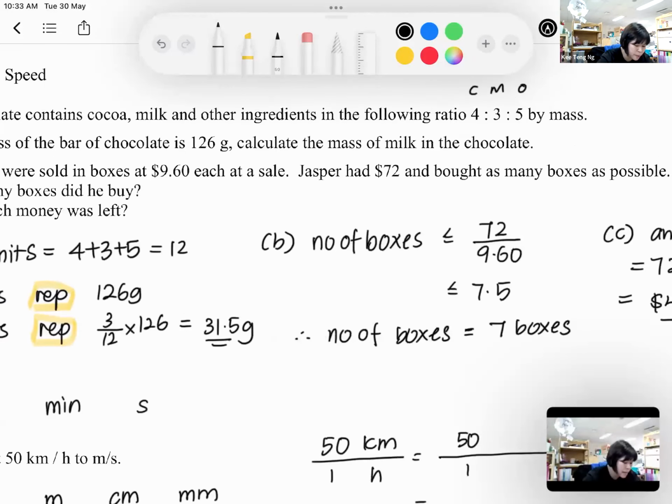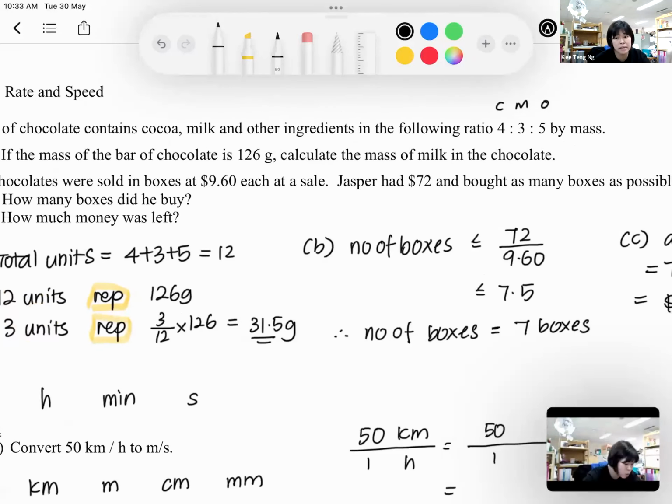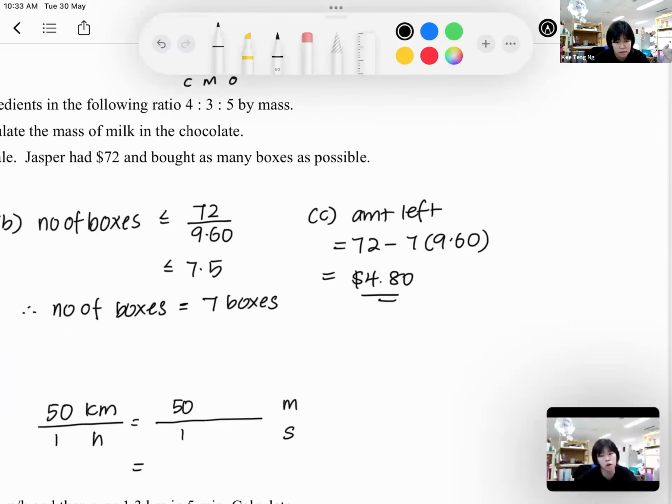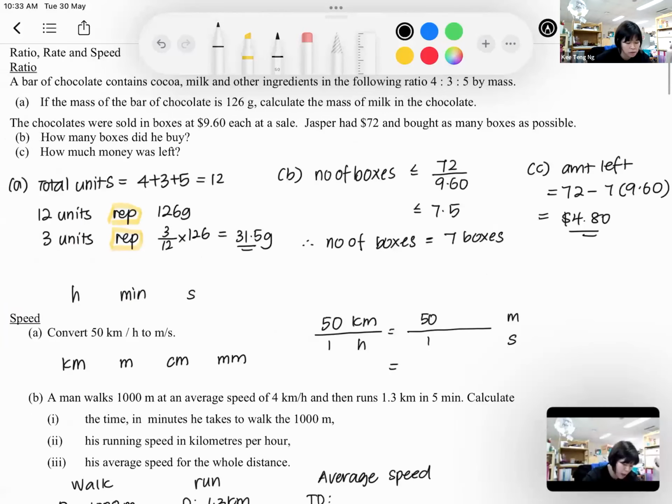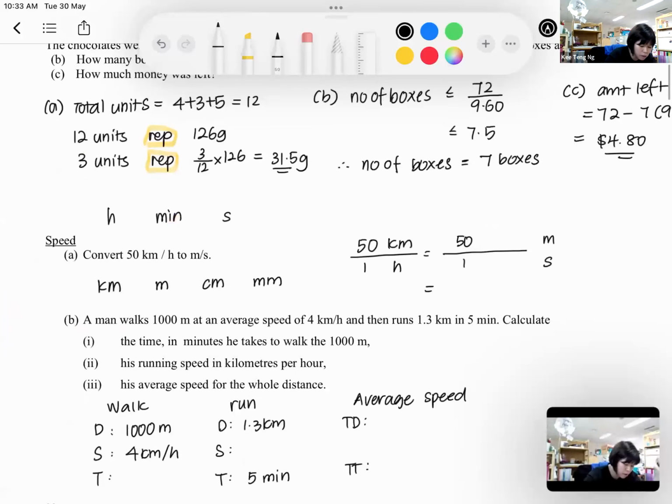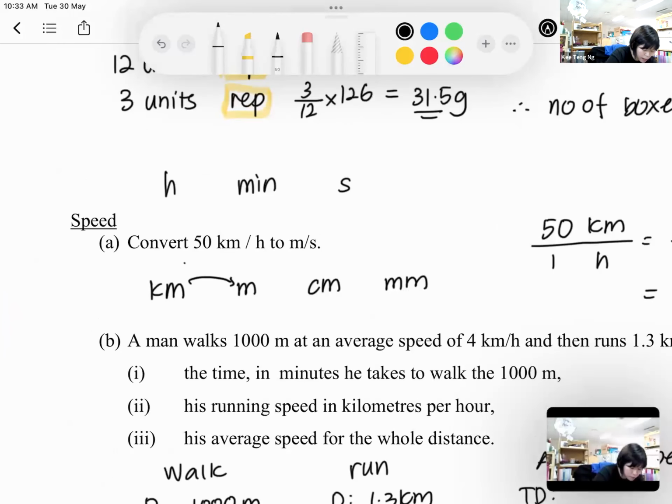Then next one, how much money was left? Just write a description, please. Okay, write a description, then show the answer. Okay, next part. Okay, convert this. Okay, this one I think most of you know. Kilometer to meter, times how many?